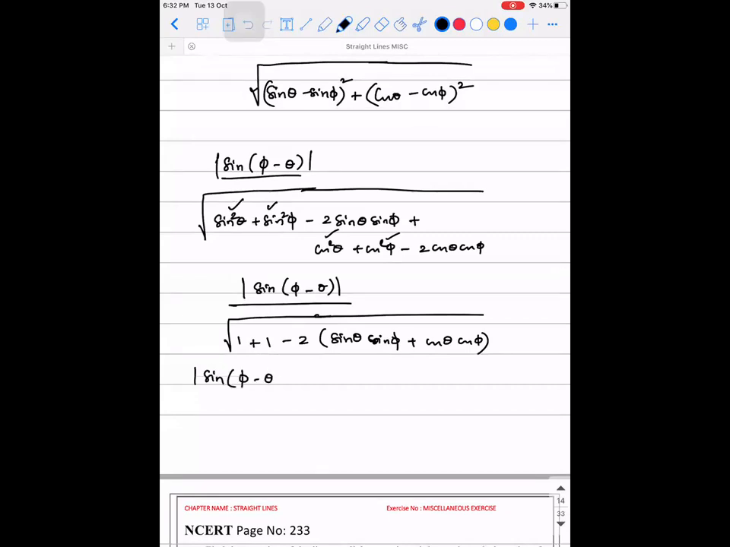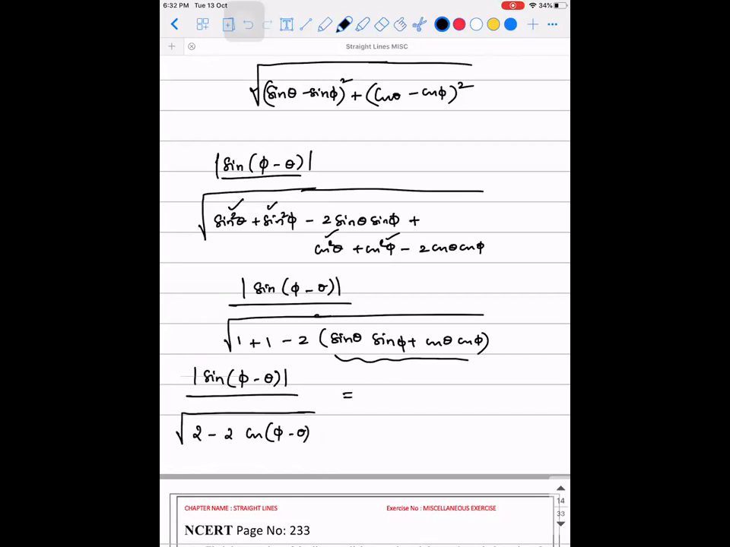So mod of sin of phi minus theta divided by root of 2 minus 2 into, what is this thing? Sin theta sin phi plus cos theta cos phi. Cos of theta minus phi. Very good. So it is cos of theta minus phi, or it can be phi minus theta also. We'll take it as phi minus theta because in the numerator we have taken phi minus theta. So cos of phi minus theta.